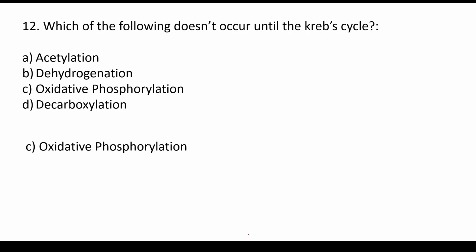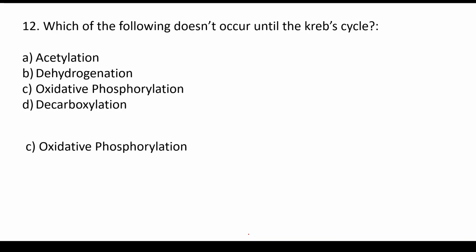So the answer to this question is oxidative phosphorylation. It doesn't occur until the Krebs cycle. It occurs after the Krebs cycle kicks in. The other processes start before the beginning of the Krebs cycle.